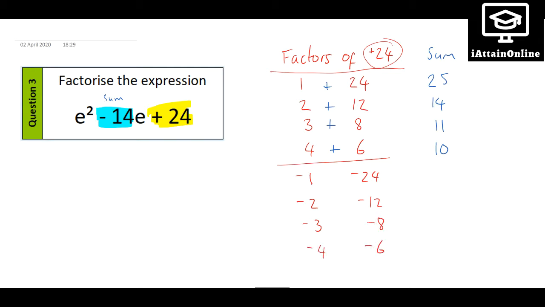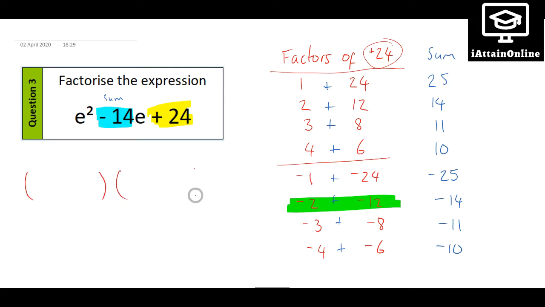Now if I work out the sum of each of these, when I add these numbers together, that's going to give me negative 25, that's going to give me negative 14, that's going to give me negative 11, and that's going to give me negative 10. So the one I want to use to get negative 14 are these two numbers here. So when I do my brackets, in this case it's going to be e and e at the start of the brackets, and it's just going to be negative 2 and negative 12. Because the negative 2 and negative 12 add to give me negative 14, and they multiply together to give me plus 24. So we factorised that quadratic expression.